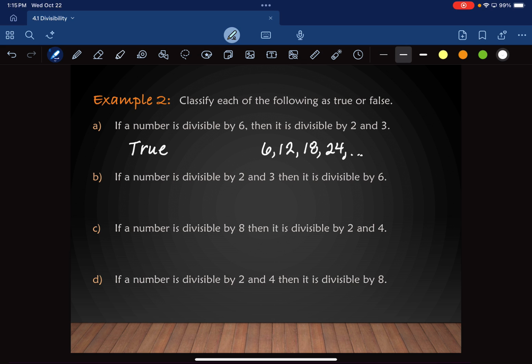The second one says if a number is divisible by 2 and 3, then it's divisible by 6. So what do you think? True or false?